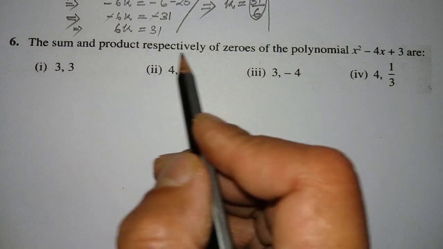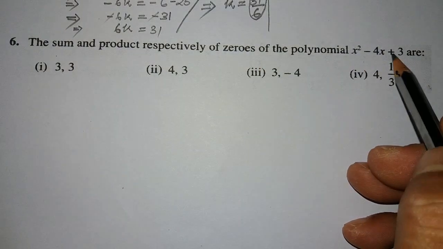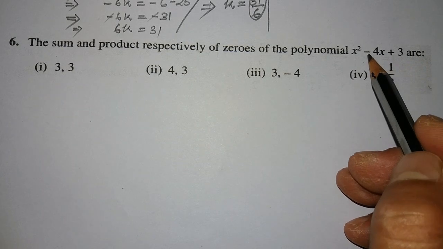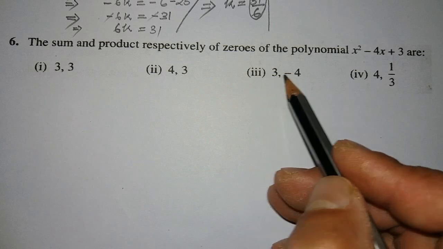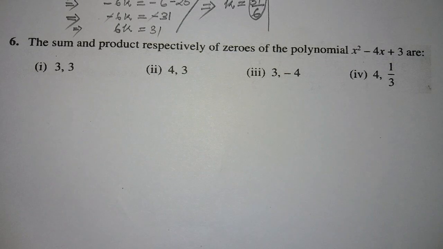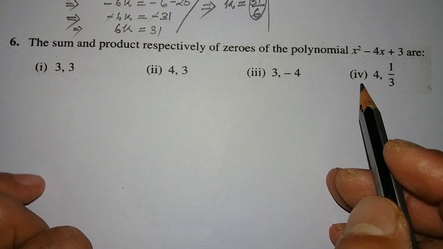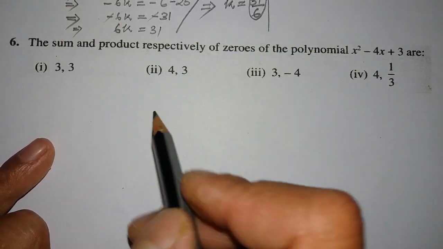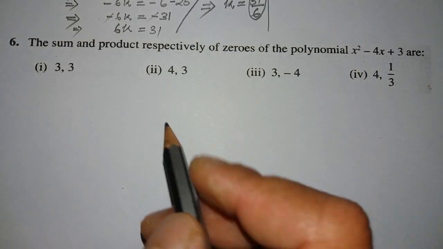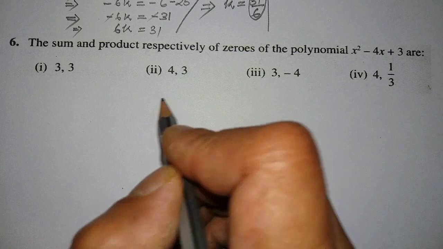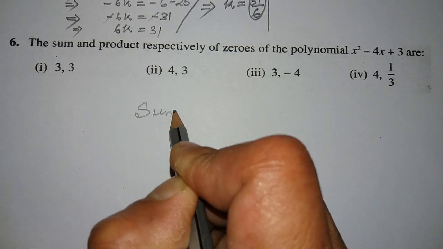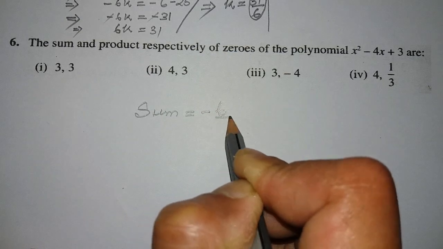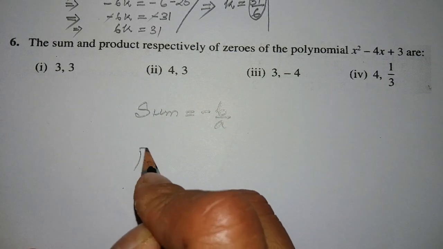Okay, the sum and product of zeros of the polynomial x squared minus 4x plus 3 are given in four options, and we're going to choose the correct answer from them. Now this is a very simple question. We know that the sum of the zeros is minus b by a, and the product of the zeros is c by a.